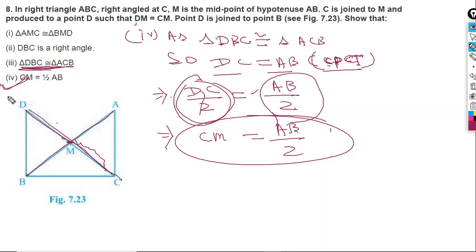Okay, so we have proved the 4 parts: I, double I, triple I and IV. This is the end of this exercise. You complete the exercise in your copy and submit it in the group. Okay, thank you.